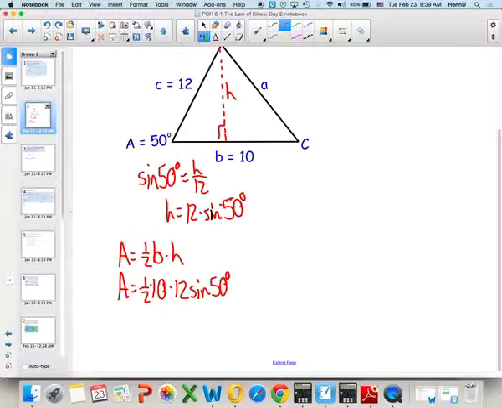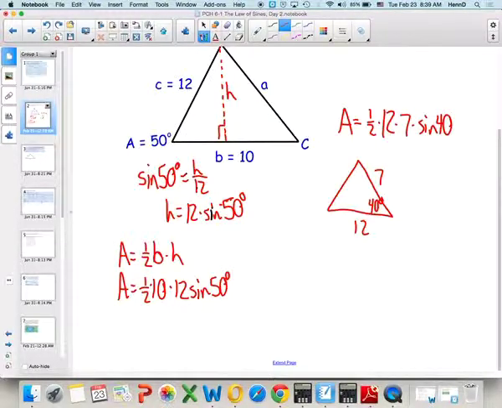So this formula, or this process, we could repeat for any triangle where we knew two of the sides, let's say 7 and 12, and we knew that the angle between them was 40 degrees. We could find the area using the same process: A equals 1/2 times 12 times 7 times the sine of 40. And what we've now recognized is that in a given circumstance, this is the process we'd have to use every time. So let's make that into a formula.